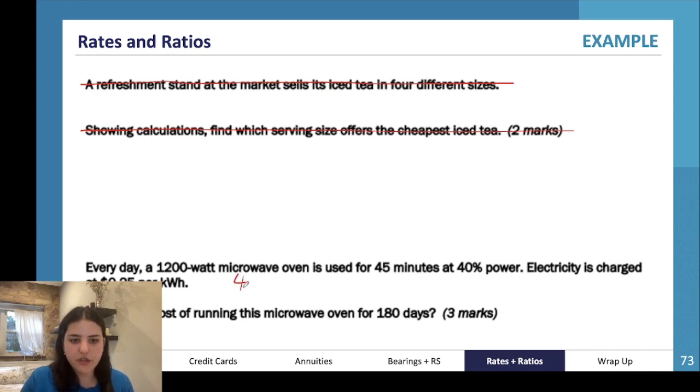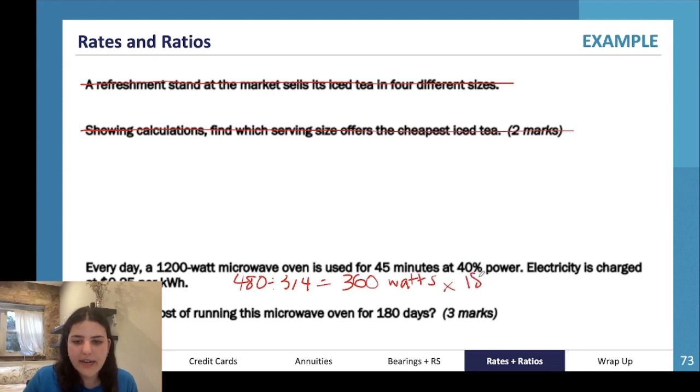So 480 watts is used for 45 minutes, which means that we then need to divide that by 3/4 because we're not using it for a full hour. So divide that by 3/4. Times that by 75% is the easy way to do that. 75%. So we're using 360 watts of power per day.